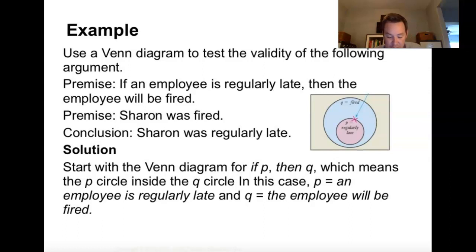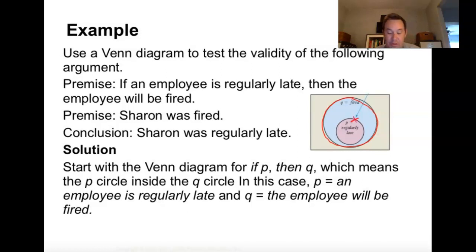If an employee is regularly late, then the employee should be fired. Sharon was fired, therefore Sharon was regularly late. So I'm just going to look at this pre-made Venn diagram over here. We're looking at two sets, the set of people that are regularly late and the set of people that are fired. Regularly late is a subset of fired in that case. And it says Sharon was fired. So we know Sharon exists within the fired circle, but it says nothing about whether she was regularly late. So she may or may not have been.